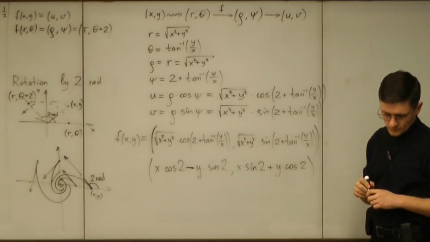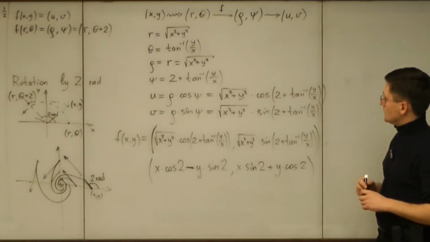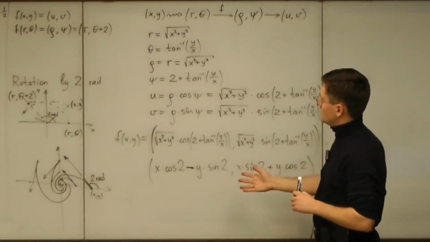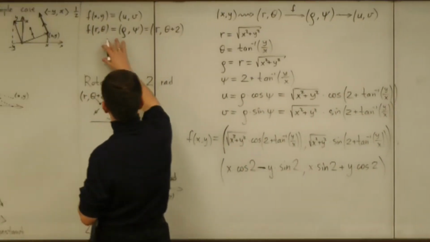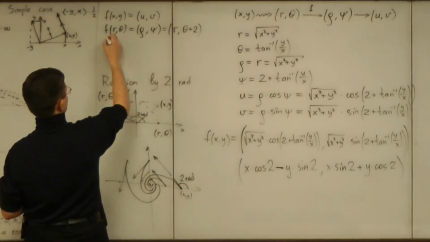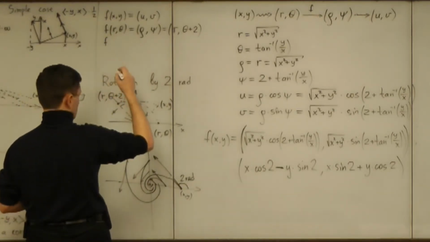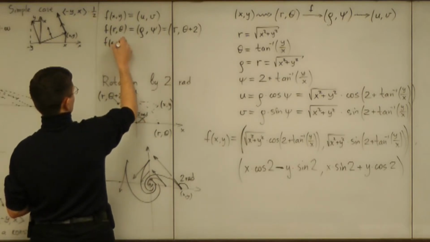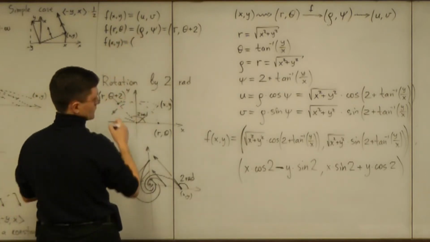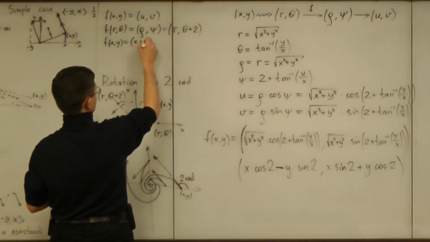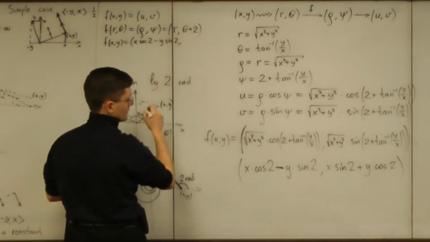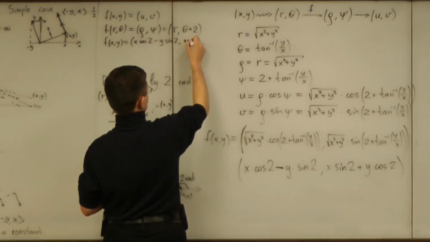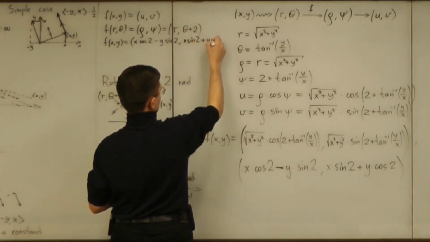So it's probably time to introduce some algebraic notations. So what do we see here? Well, let me just rewrite this over here. F of x, y is actually equal to x cosine 2 minus y sine 2, comma, x sine 2 plus y cosine 2.